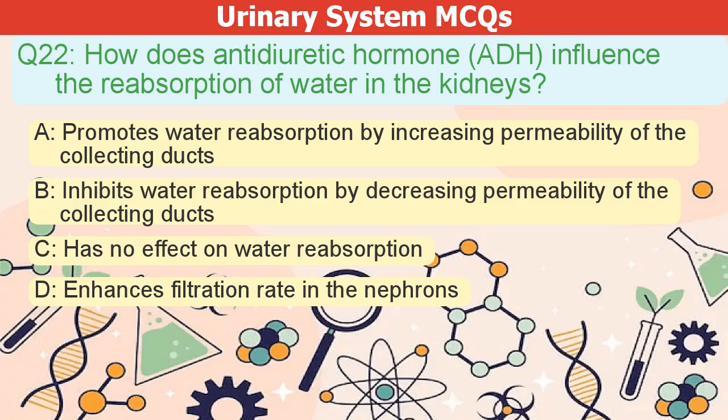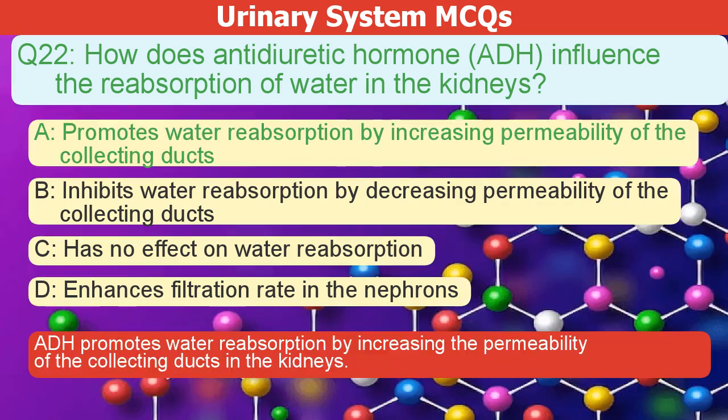How does antidiuretic hormone ADH influence the reabsorption of water in the kidneys? A. Promotes water reabsorption by increasing permeability of the collecting ducts. B. Inhibits water reabsorption by decreasing permeability of the collecting ducts. C. Has no effect on water reabsorption. D. Enhances filtration rate in the nephrons. The correct answer is A. ADH promotes water reabsorption by increasing the permeability of the collecting ducts in the kidneys.